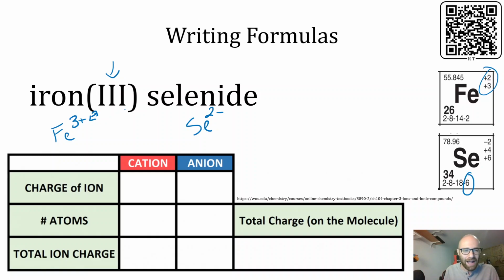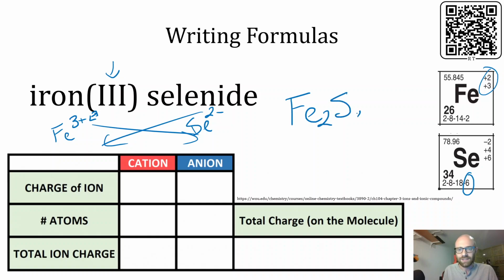Anyway, after this, and once you have your charges, all you have to do is swap them, just like we've done before, and the formula you come up with is Fe2Se3. And that's your compound.